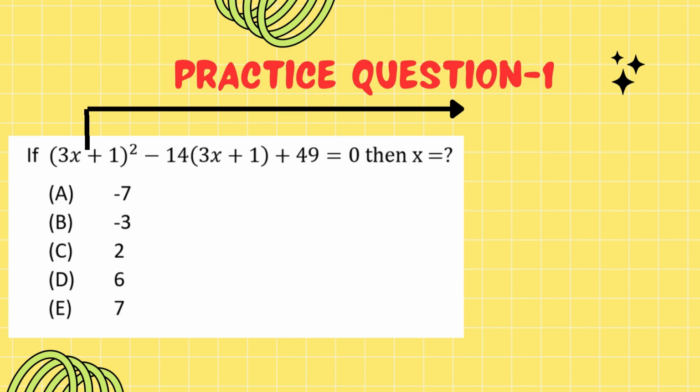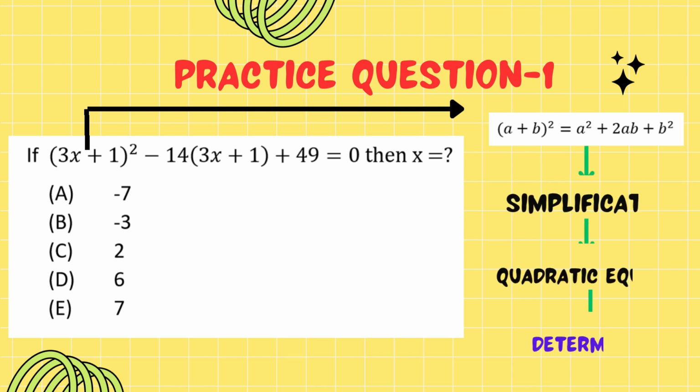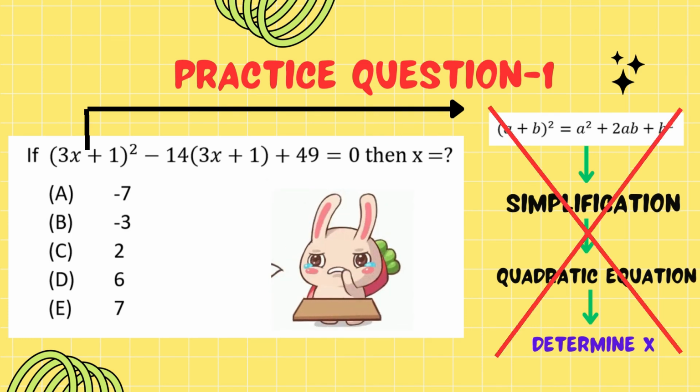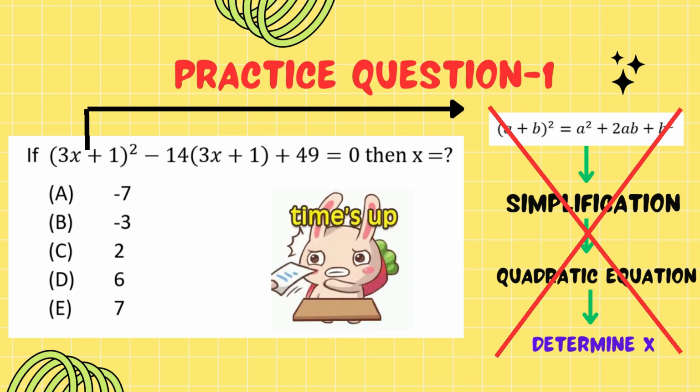So how will a normal person do it? He will apply the binomial expansion formula to (3x + 1) whole squared. Through rearrangement and simplification, a quadratic equation will be obtained and then the value of x will be determined. But in terms of GRE, this is not the right method because it's going to take a lot of time.